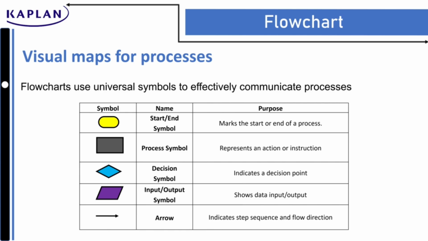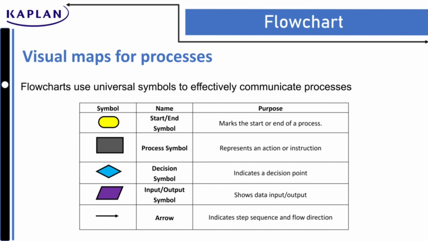Decision symbol signifies a point where a decision needs to be made. Typically, branches will extend from this symbol, each labeled with a possible choice like yes or no, true or false, etc., guiding the users on which path to follow depending on their answers. Input and output symbol indicates where information enters or exits the system.